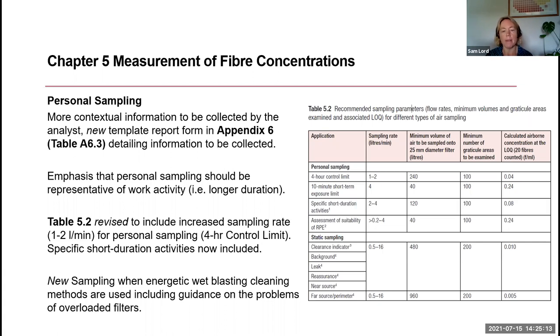But he was very passionate, and as am I, about trying to improve the standards of personal sampling. And particularly, as you'll see in a minute, making the results a bit more useful than just being a tick box exercise. So more contextual information to be collected by the analyst. There's a new template report form in Appendix 6 detailing the information to be collected. And we're hoping that will help push people to record extra contextual information.